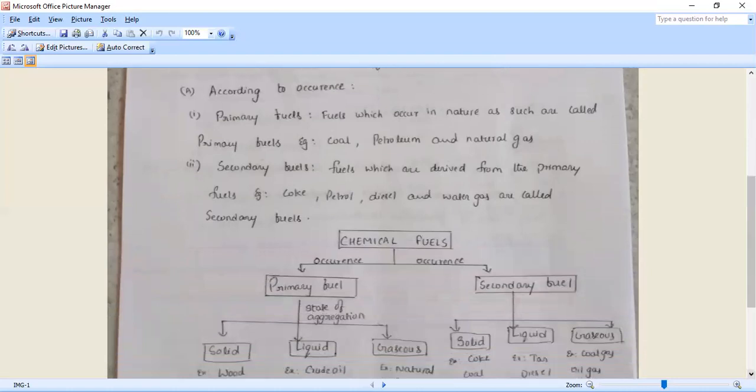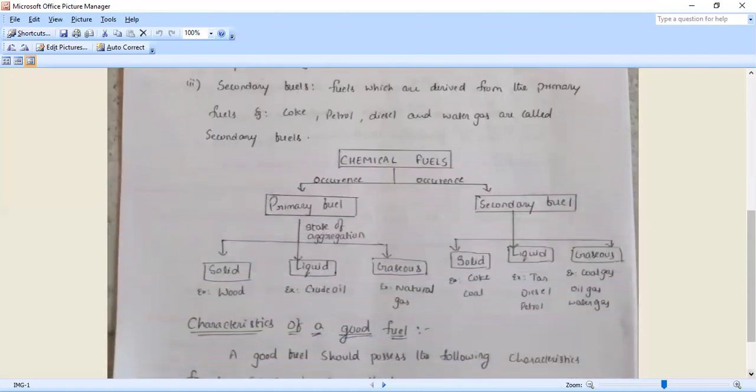Then the flowchart of chemical fuels. So chemical fuels were classified into two types based upon the occurrence: primary fuels and secondary fuels. Primary fuels, based on state of aggregation, are again classified into three types: solid fuels, liquid fuels, and gaseous fuels. So coming to the first one, solid fuels. Examples: wood, peat, lignite. Liquid fuels, example: crude oil. The next one is gaseous fuel, example: natural gas.